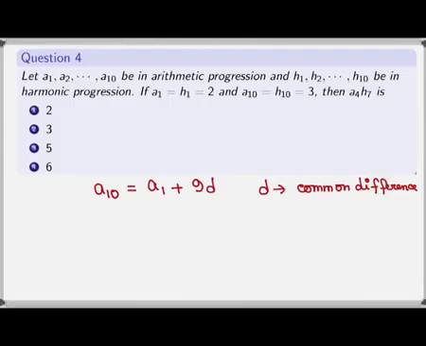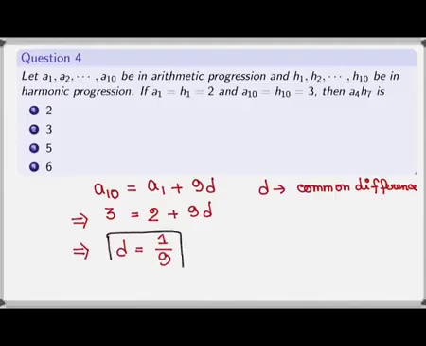Now we know what is A1. The value of A1 is given to be 2. So we have here 3 is equal to 2 plus 9D, because the value of A10 is also given, which is 3. So we can conclude that D is equal to 1 by 9. So we have found out the common difference of the arithmetic progression A1, A2 up to A10.